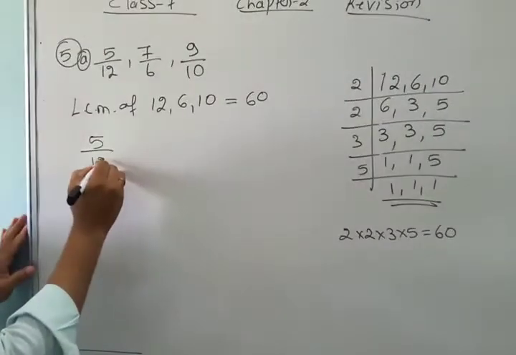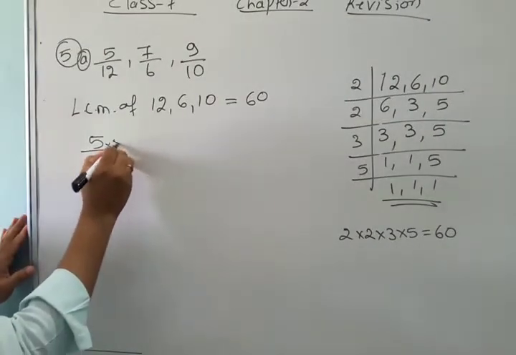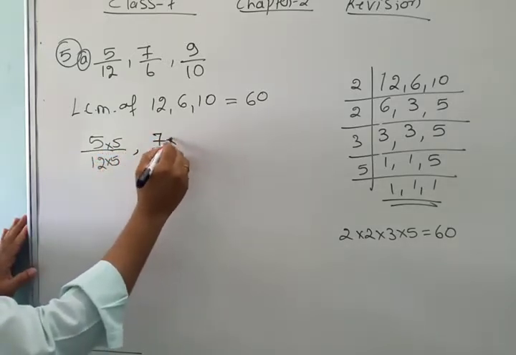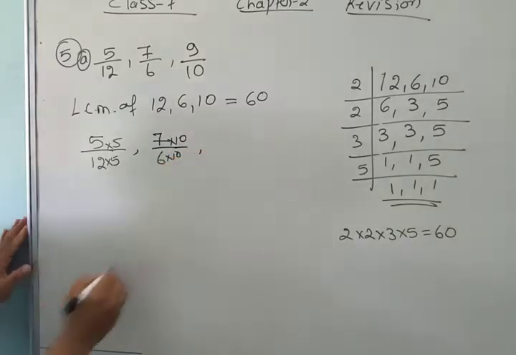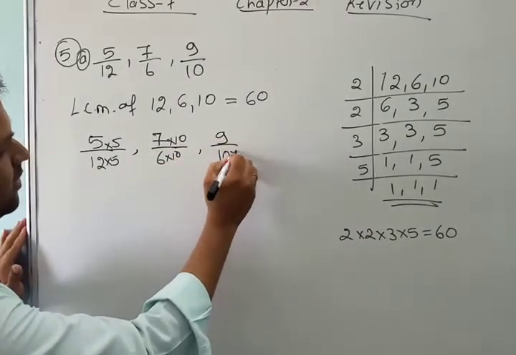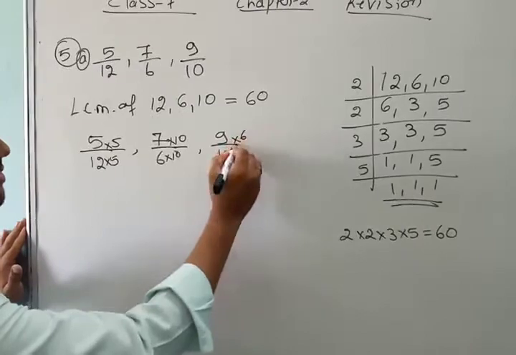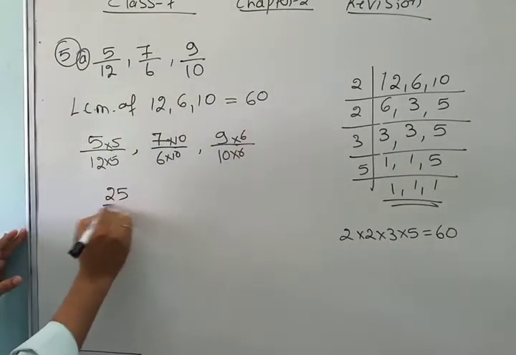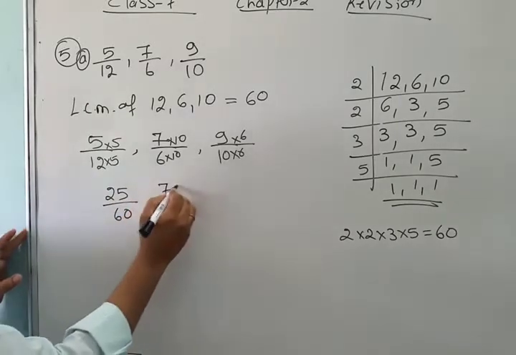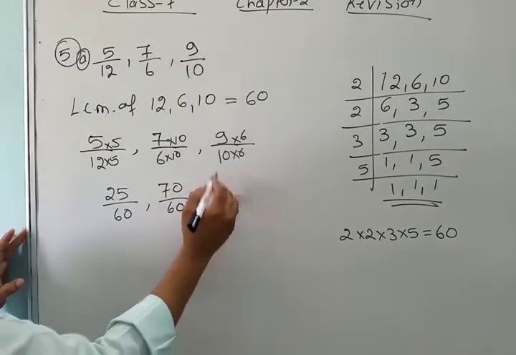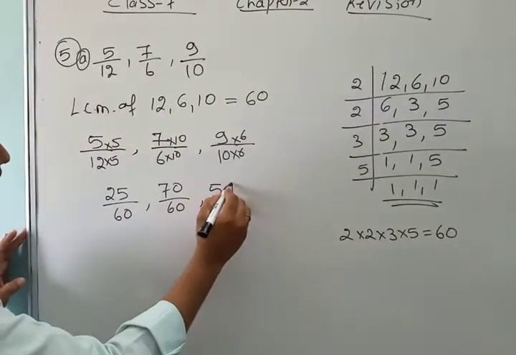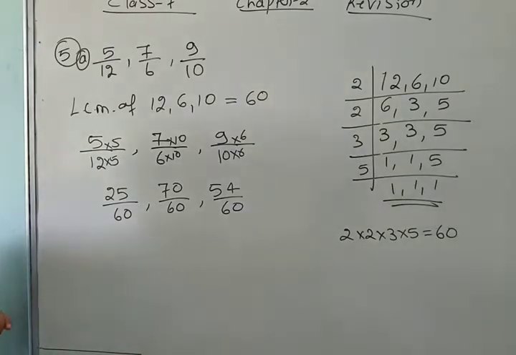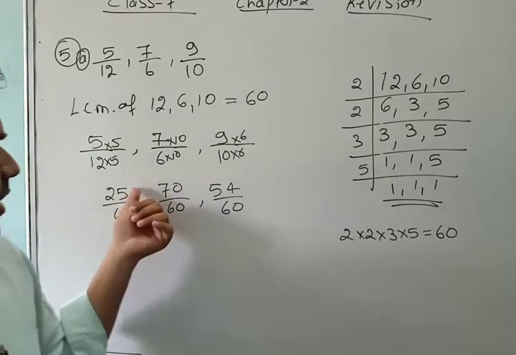5 by 12, 12 5s are 60, so multiply by 5 by 5. Then 7 by 6, 6 10s are 60, so multiply it by 10 by 10. 9 by 10, multiplied by 6 by 6, so it will become 60. 5 5s are 25 upon 60, 70 upon 60 and 54 upon 60. If the denominator part is same, then check the numerator part.